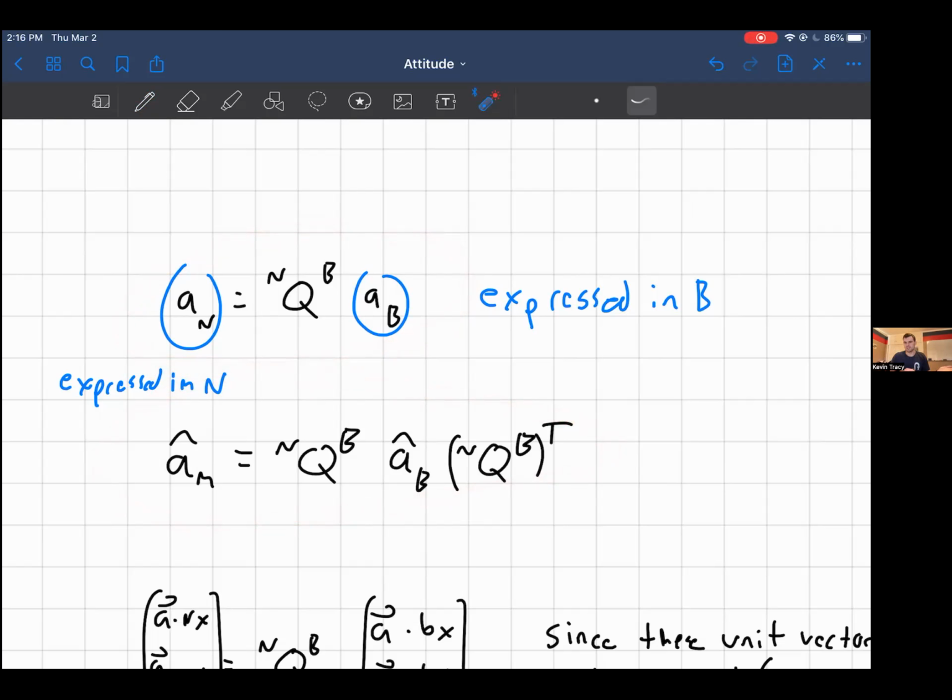resolve it or express it in a different frame. Both these are fine. You would be crazy to use this one, right? This is much faster and easier to write down, but this one is mathematically also going to be true. And I'm only bringing this up because when we move to quaternions, we'll do effectively this. We don't have this option with quaternions. We have to do it this way.